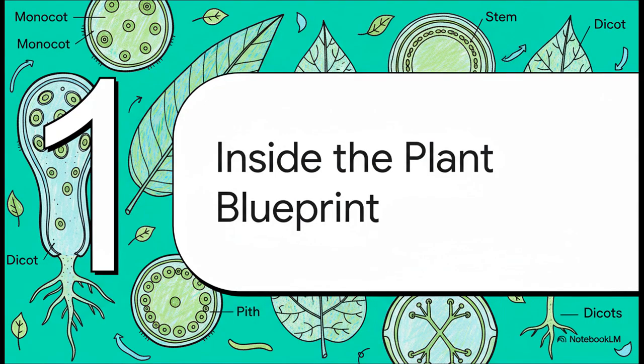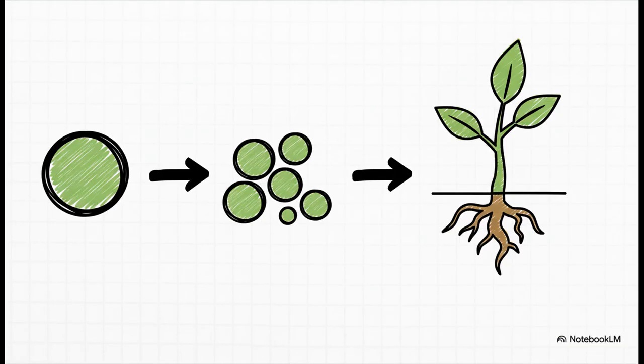Okay, so to figure this all out, we've got to start with the basics. We need to understand the building blocks. We're basically going to become detectives and explore the internal structure of plants. The field of plant anatomy. That's where the first clues are. And it all comes down to this.